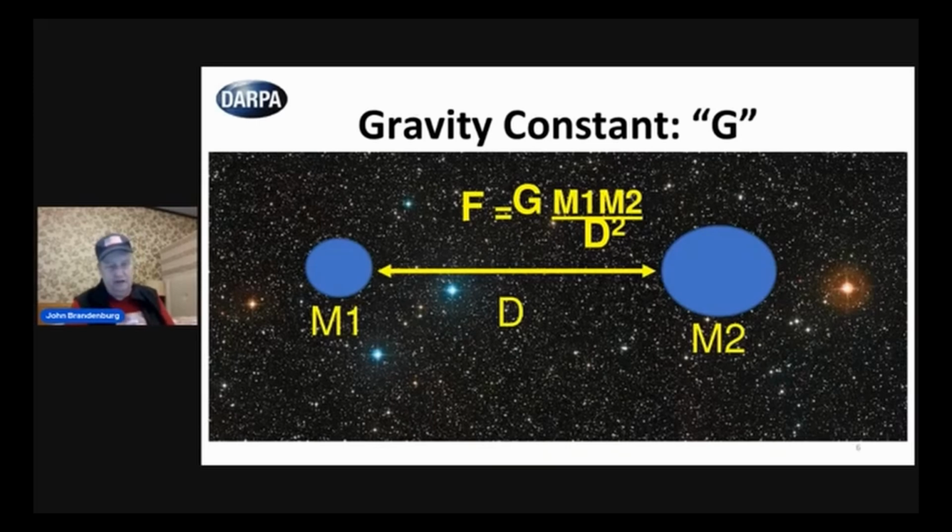Okay, here's gravity, the gravity constant, big G. Two rocks out in space attract each other with a force that's 1/r squared, times the product of the masses, times big G. Big G is arguably the most important number in the cosmos.